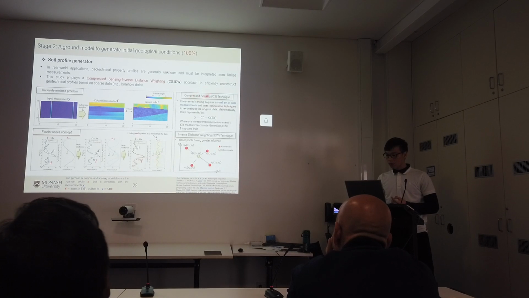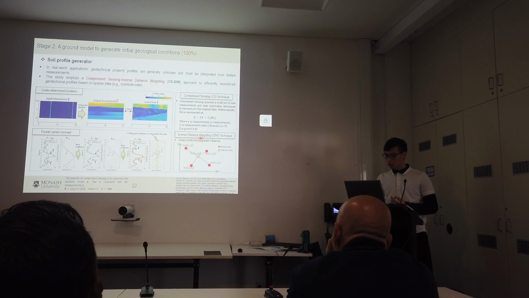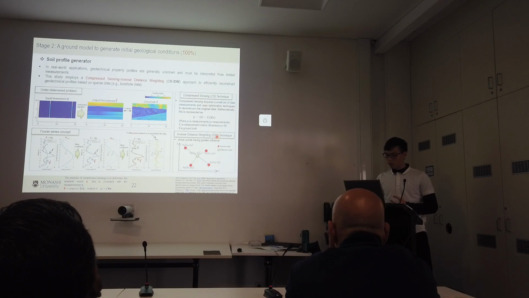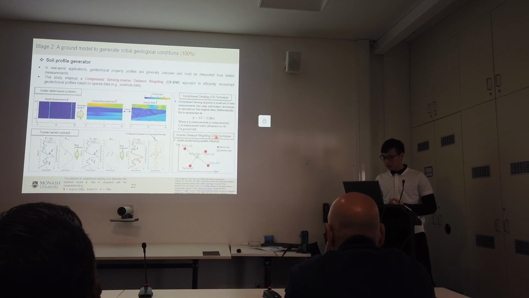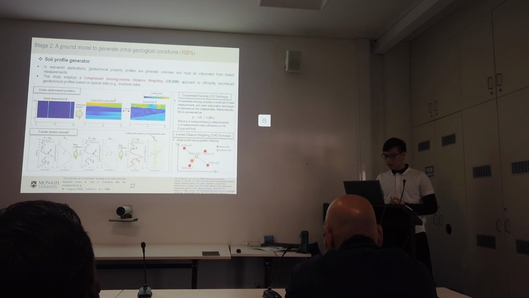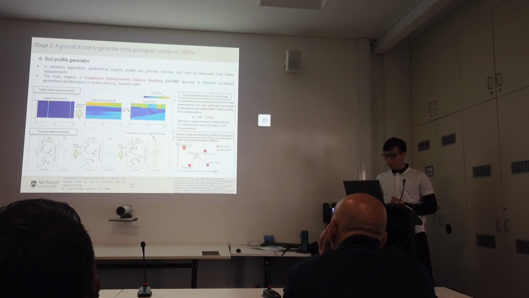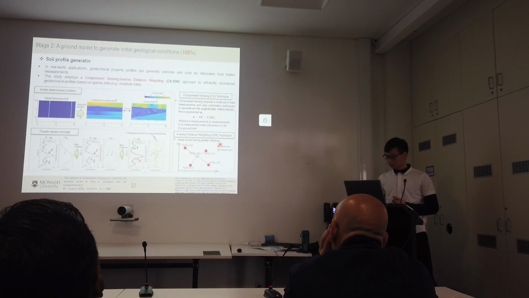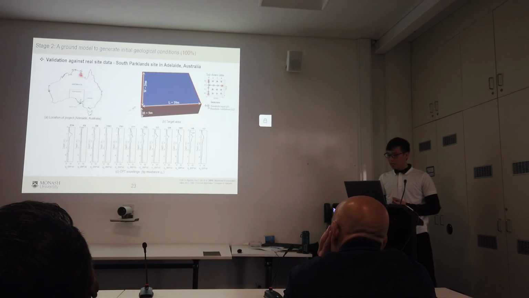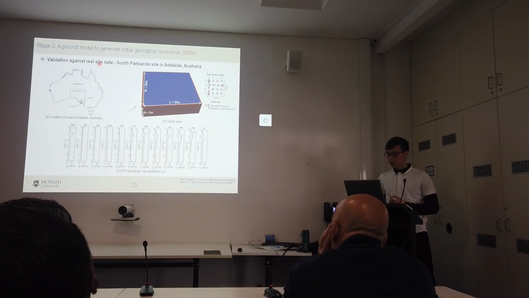So in addition to compressed sensing, we also use the inverse distance weighting technique for improving the computational efficiency. Basically, this method estimates the unknown value based on the known values nearby. The closer points have greater influence. Now let's verify our proposed method using a real case study in Australia.